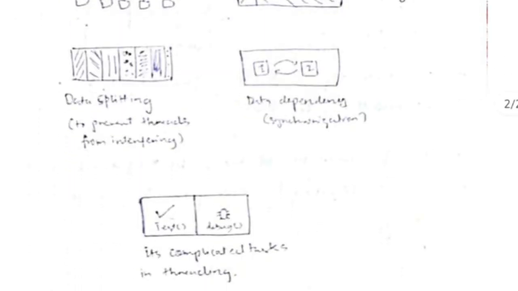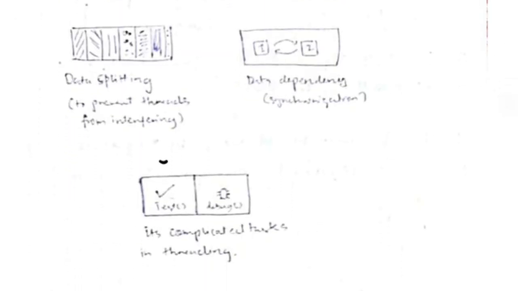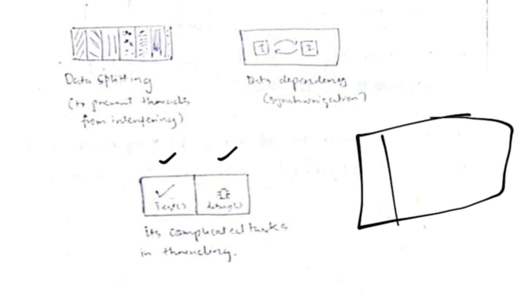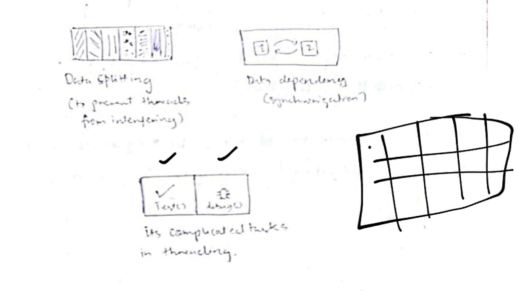And the last one is that it's not that easy to test and debug the errors happening. Since there are multiple tasks happening, we don't know exactly in which task the error has happened, so that's very hard to test and debug.